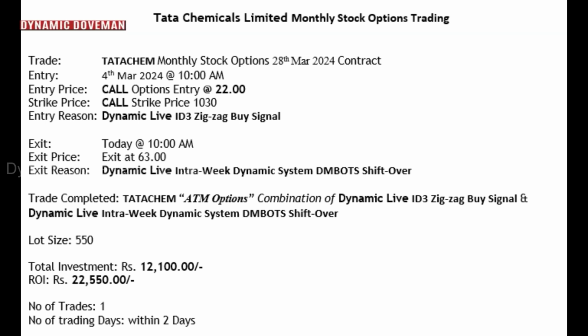The lot size of the stock, if you're trading in the F&O segment, is almost 550 minimum quantity. So the investment required is 12,100 rupees, that is 550 into 22 rupees premium. When we exit at 63 rupees, the profit earned is 23,550. It is almost close to 200% returns on your investment. So this is how easy the trade was.